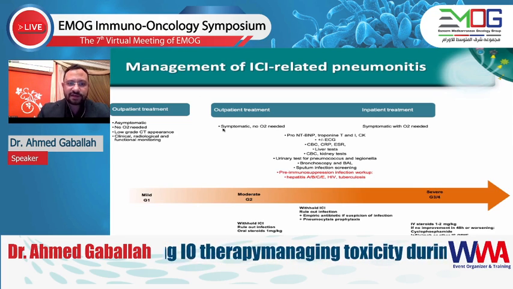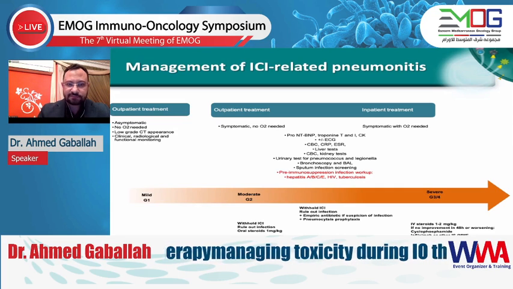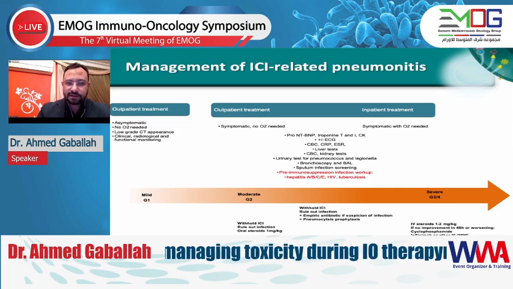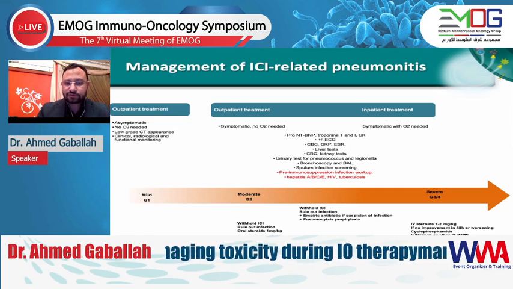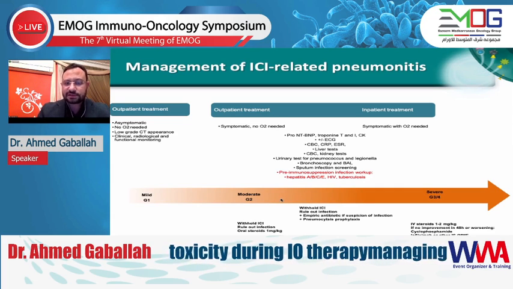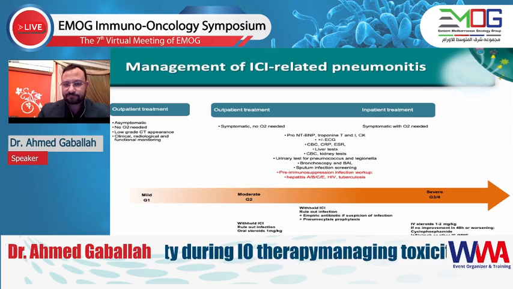But once we have grade 2 or higher toxicities and the patient doesn't need oxygen therapy, we can treat the patient at home, but we should stop the immune checkpoint inhibitor treatment, and we should rule out infection, and we should start oral steroids at a low dose of 1 milligram per kg.